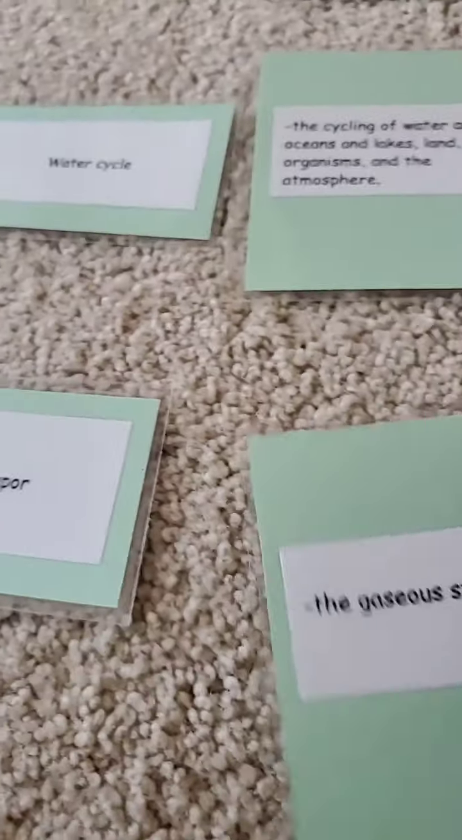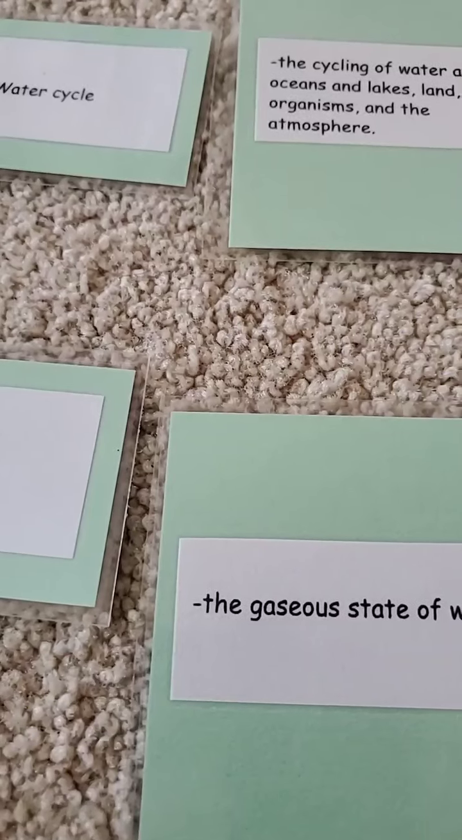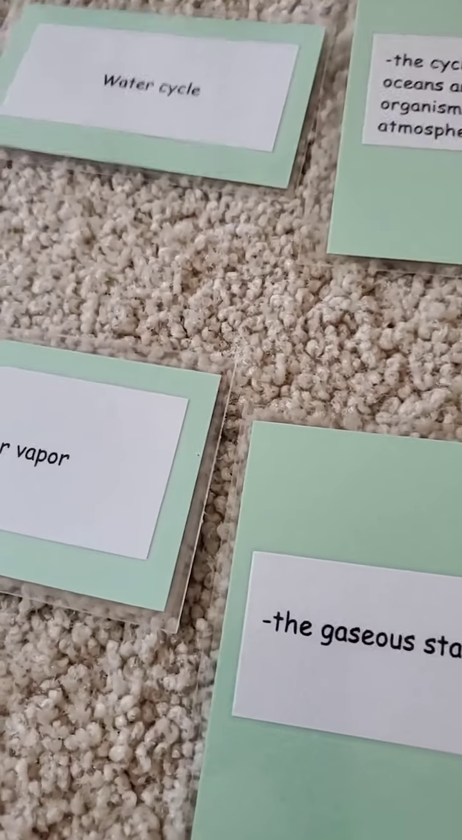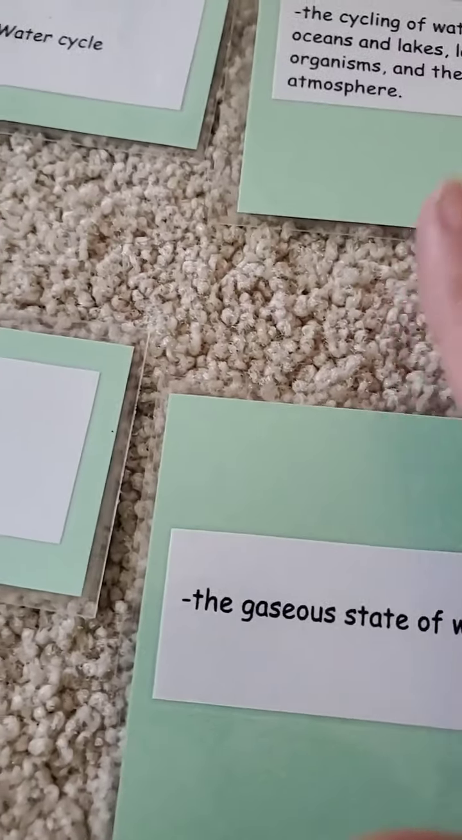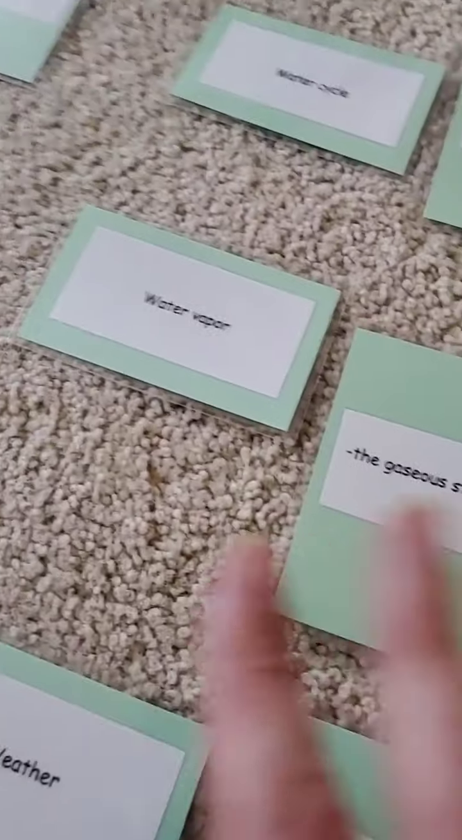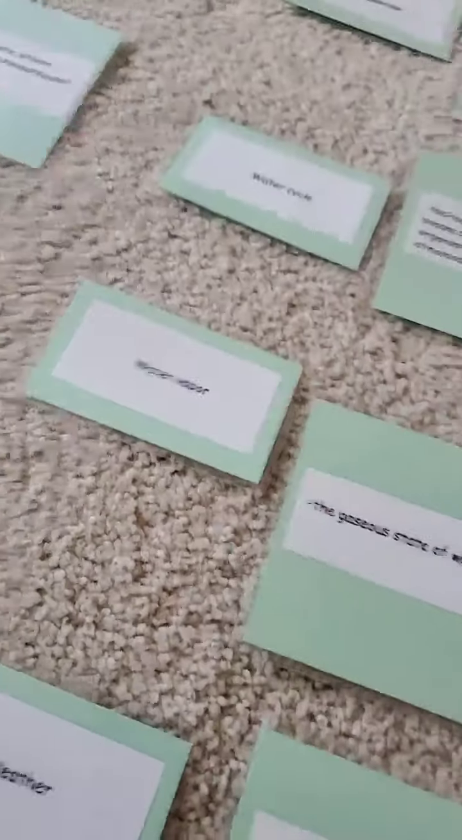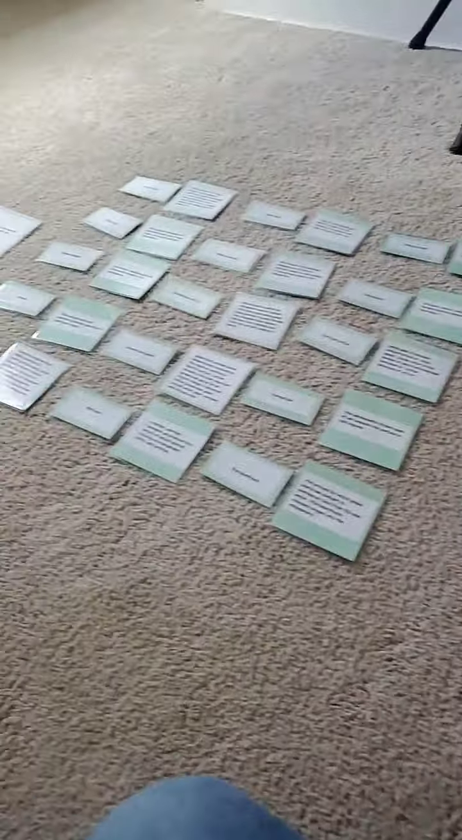Water vapor: the gaseous state of water. Water vapor is how water is a part of the water cycle, when the water goes from a liquid to a gas. And then we've already spoken of weather.